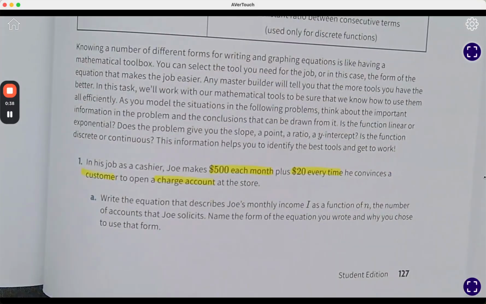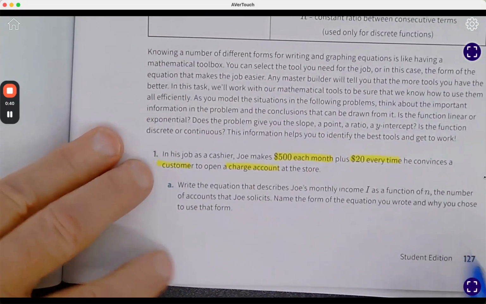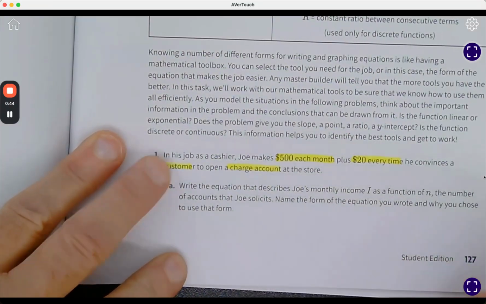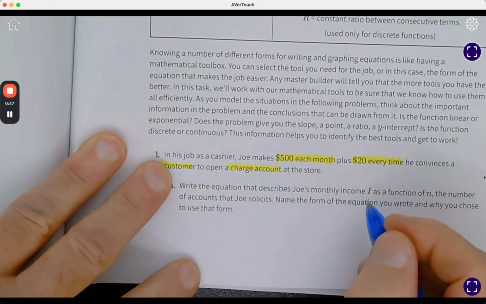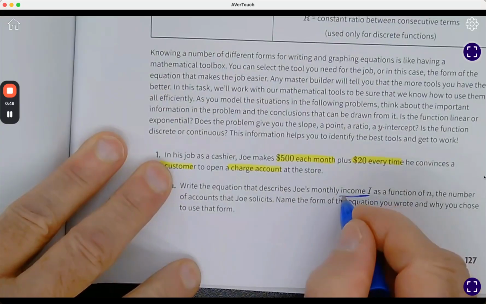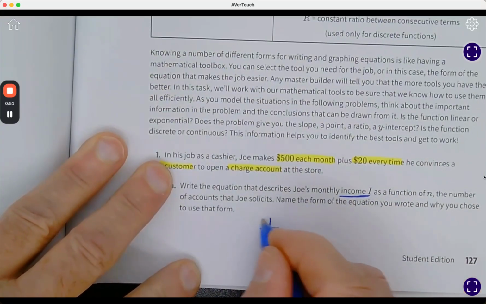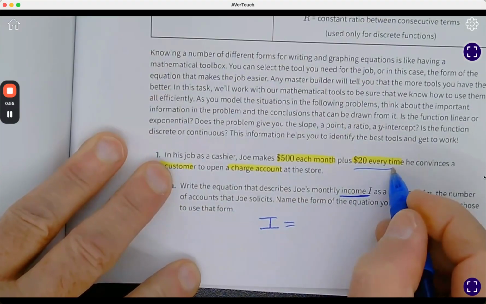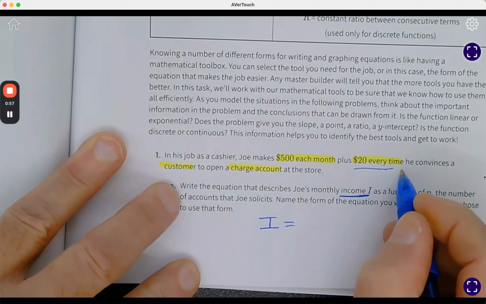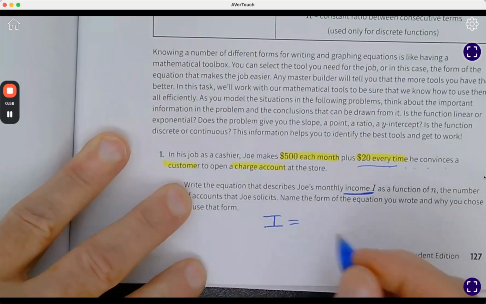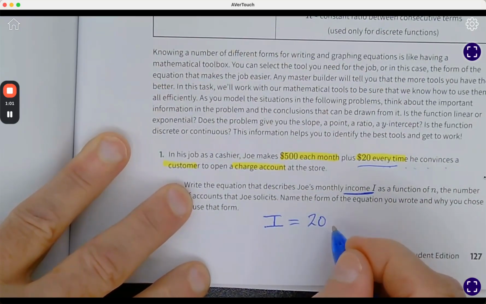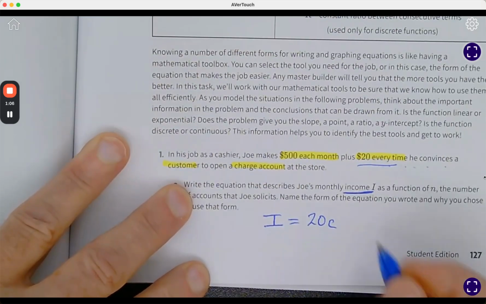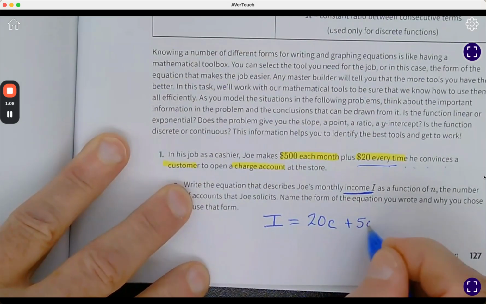Okay, let's write an equation that describes Joe's monthly income, I. Okay, so it's not going to be Y equals, it's going to be I equals, because they asked me to show the income as I. So I equals, this is your rate of change, $20 every time he convinces a customer to open a charge account. So $20 times C, where that's going to be charge account, plus we know he always makes $500.